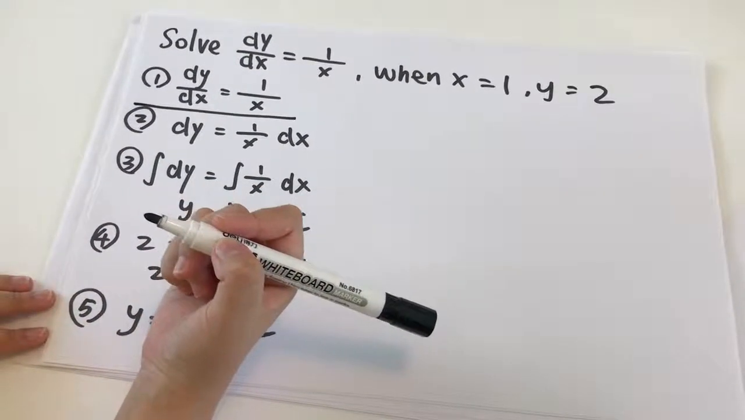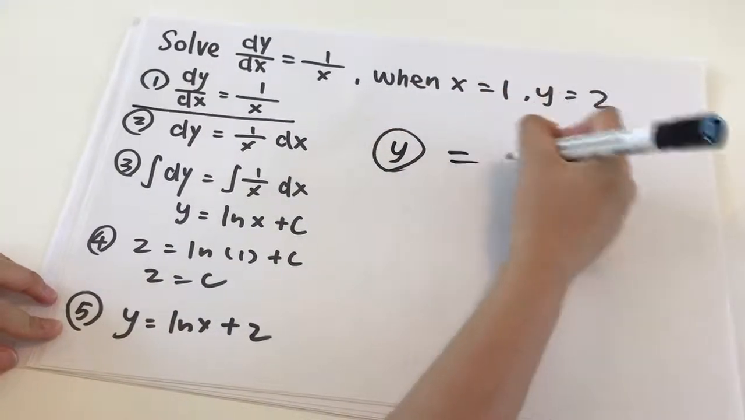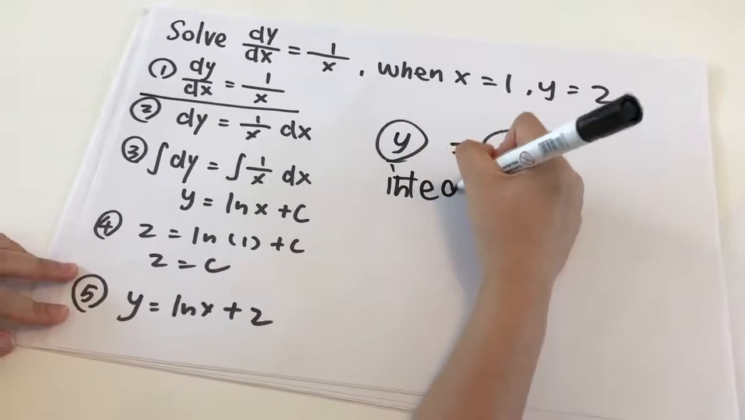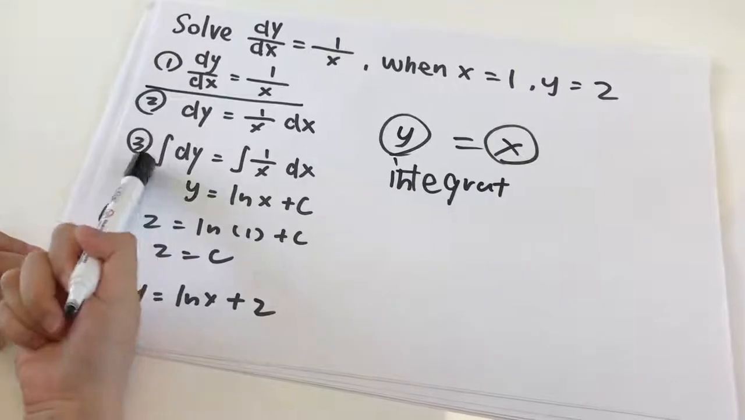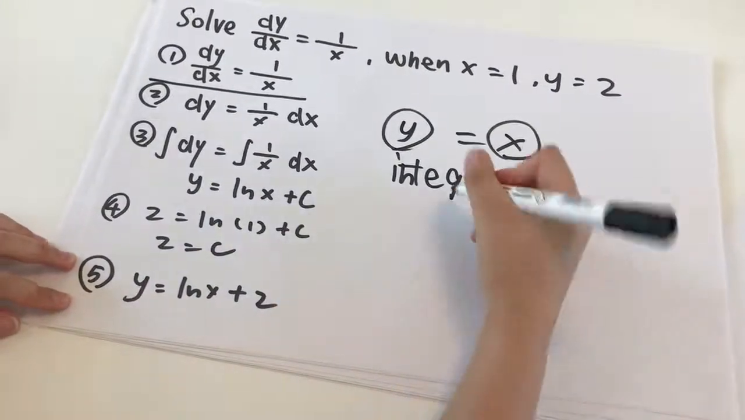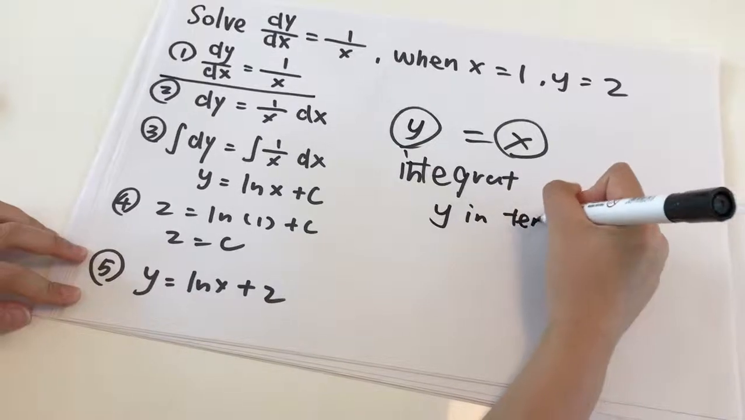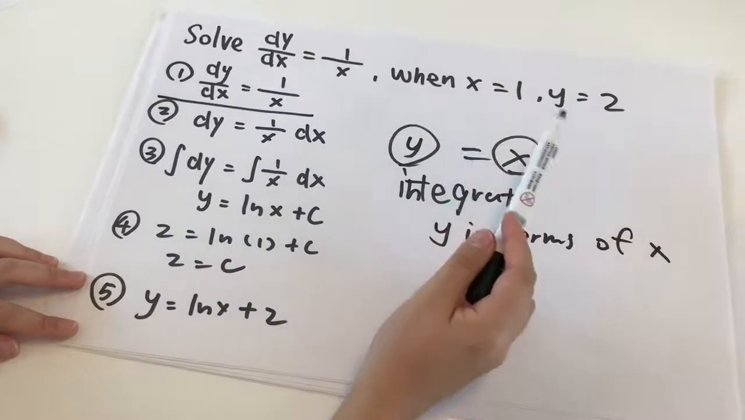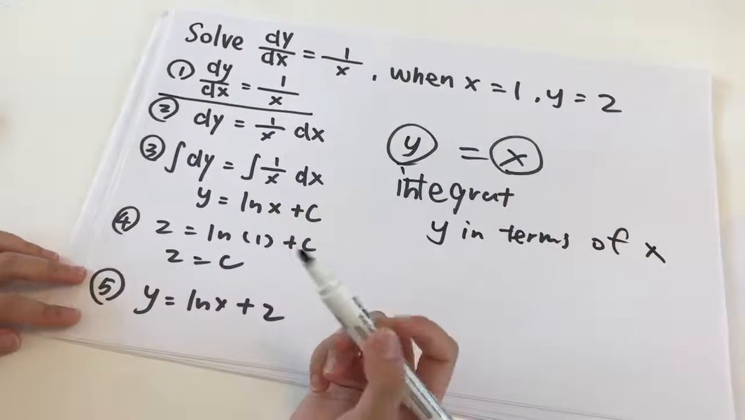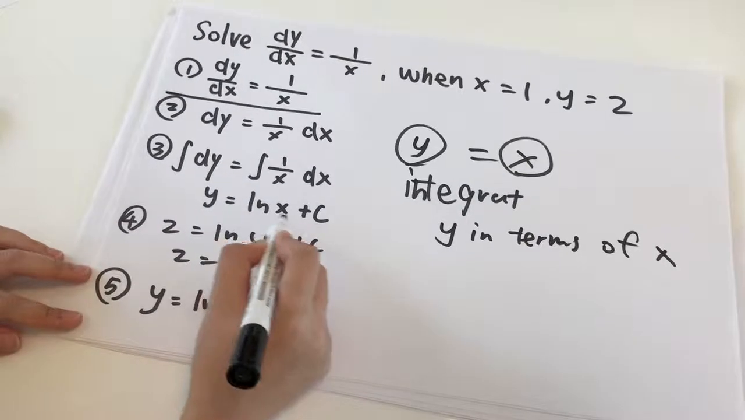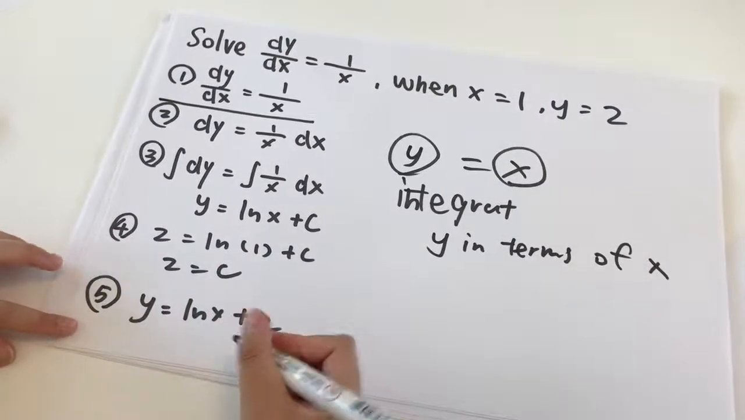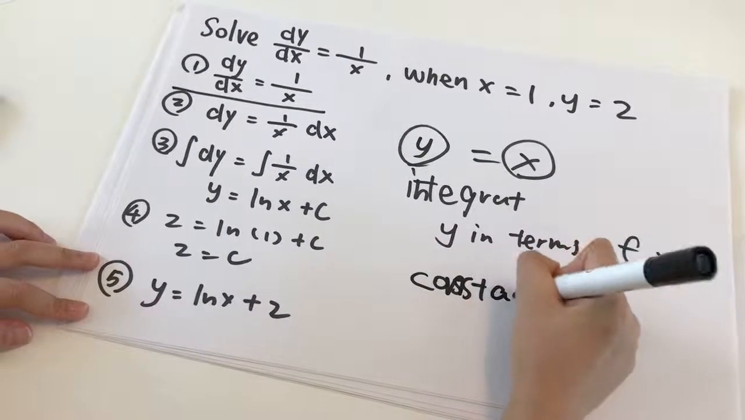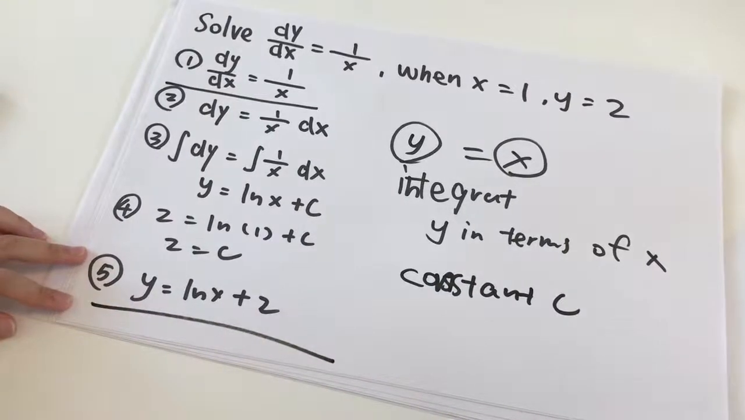And then we separate the variables, gathering y on the left side and x on the right side. Then we have to integrate both sides, and then we can solve for y in terms of x. Then we can plug in the x, y values given by the problem into the y equation we solved before, and then we can get the value of the constant c. And then we have the answer.